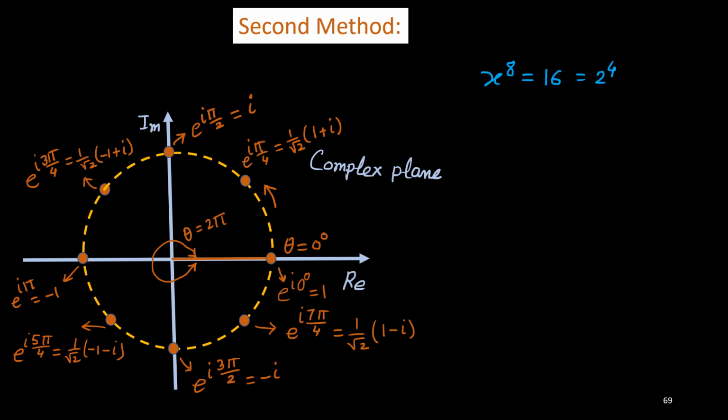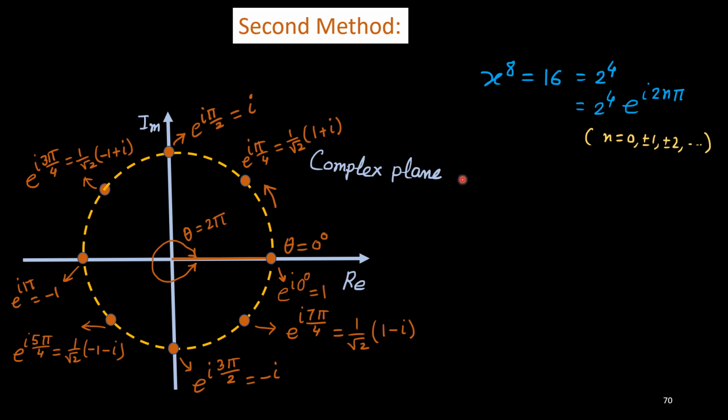Now we'll consider our second method. We'll try to solve this equation: x to the power 8 equals 16, meaning 2 to the power 4. Now what we will do, this 2 to the 4 we can rewrite as 2 to the power 4 times e to the power i 2n pi. As I already said, we get this point again if I rotate by 2 pi radians. Okay, so e to the power i 2 pi equals 1.